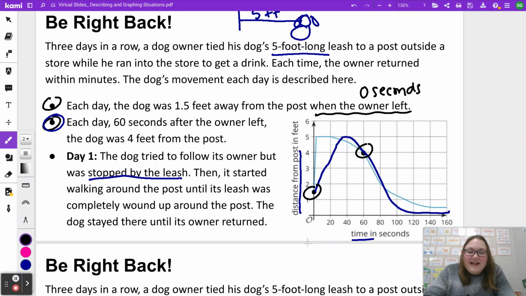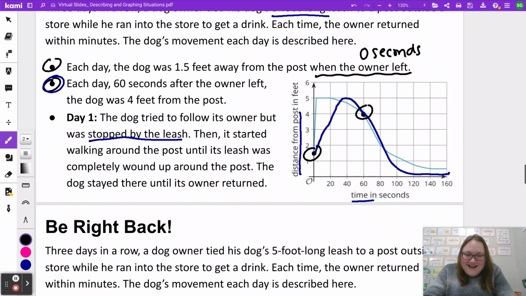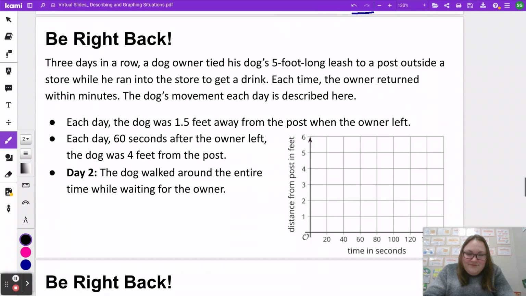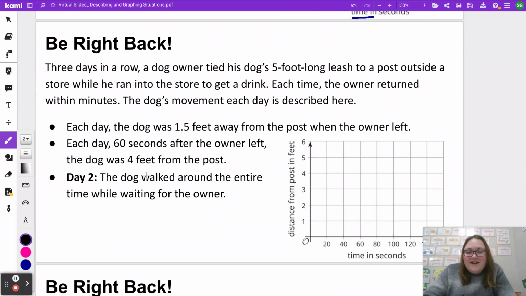So either of those blue lines could be good graphs for this. Like I said, I did day 1, and I've got days 2 and 3 for you to try. For day 2, you've got a lot less information, which means there's a lot of correct graphs you could draw. Don't forget, for day 2, these 2 things are still true, and you're going to use this new information about day 2, that the dog walked around the entire time while waiting for the owner.